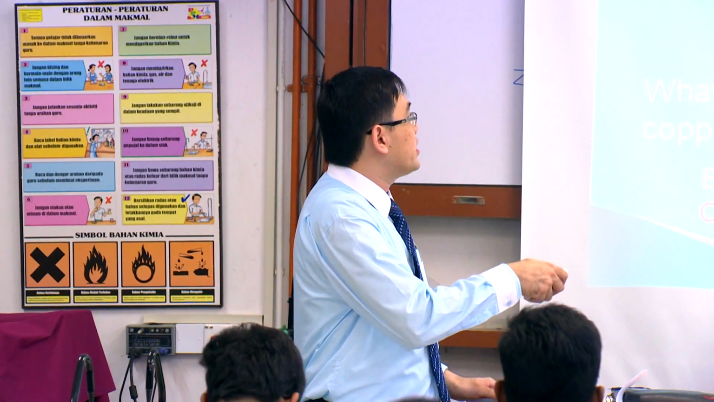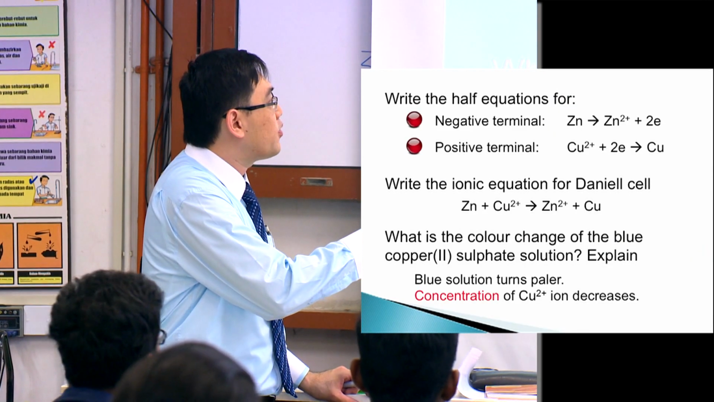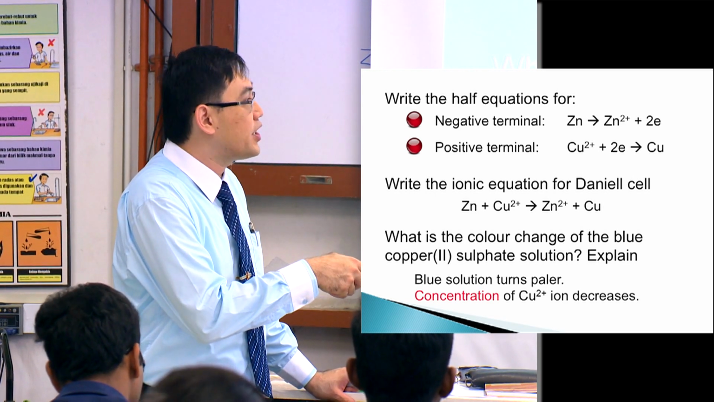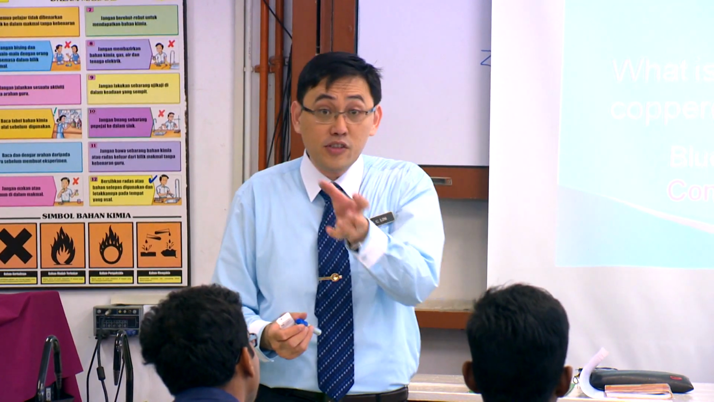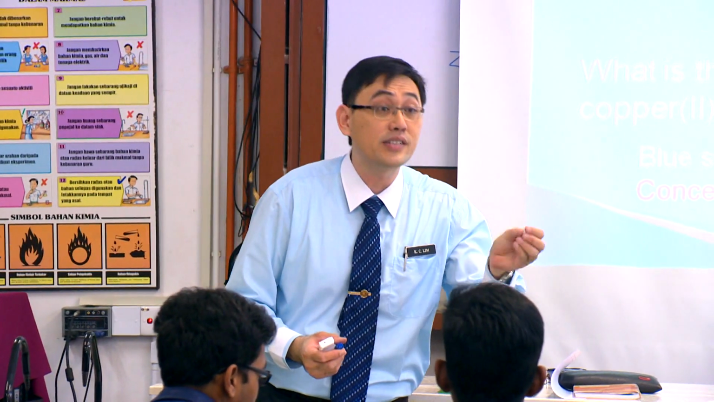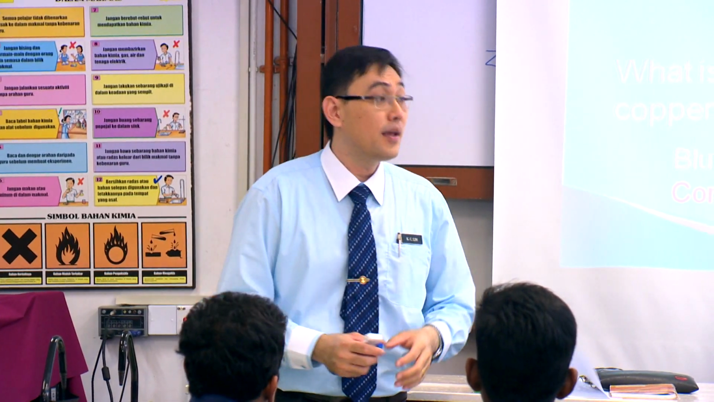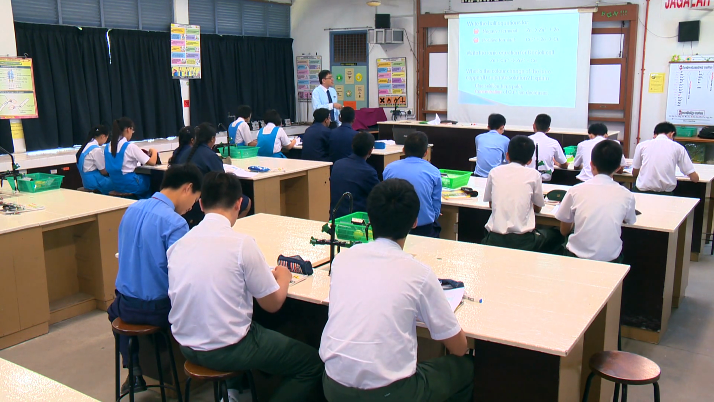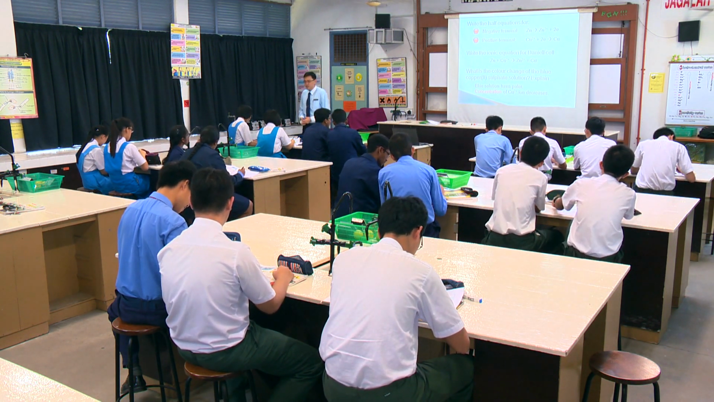Why? Because the ion in charge of the blue color is the copper 2 ion. The moment the copper 2 ion changes into copper atom, its concentration inside the solution decreases. So from there, we know that the color starts to fade, which means the blue color will turn paler. Can you help me to write down the reason inside the handout?